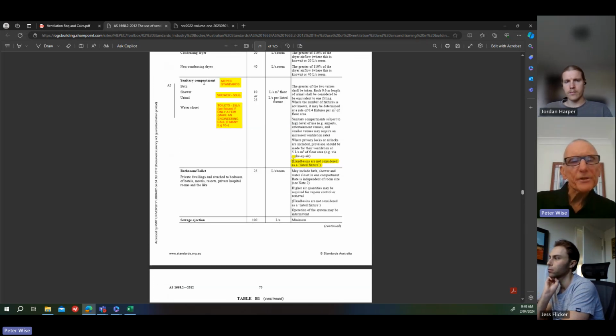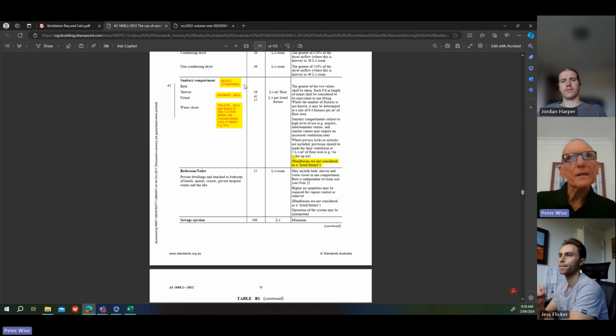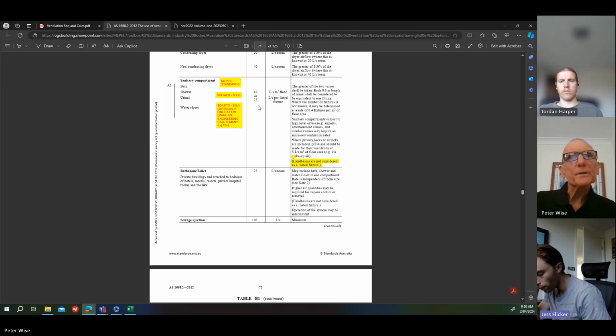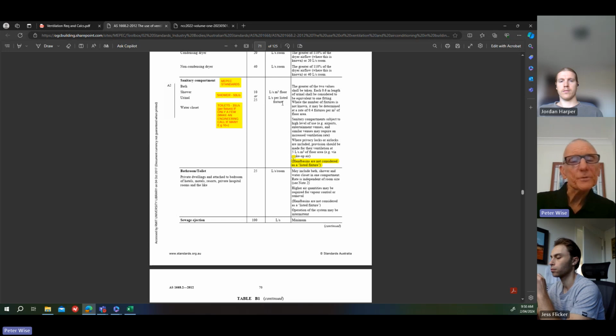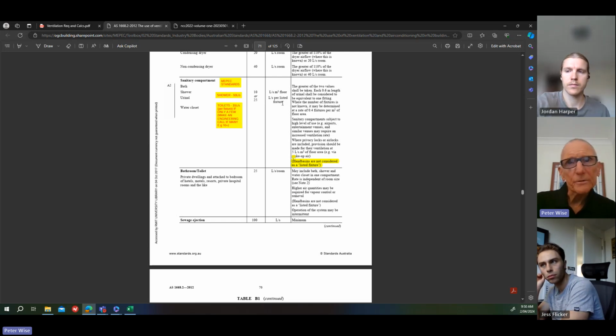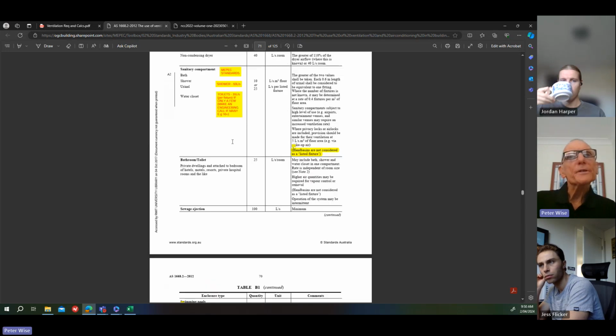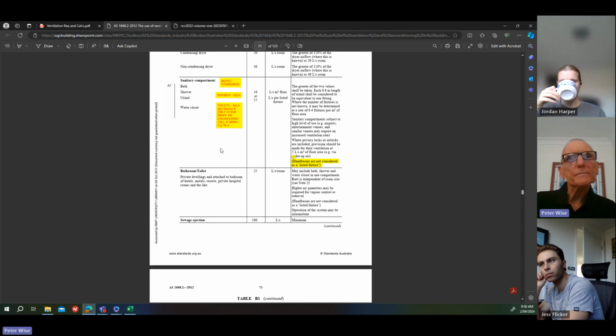A sanitary compartment. So this is a bathroom or a toilet. In those yellow highlighted ones, there are figures that MEPEC have chosen to use, which are above the standard requirements, because we feel that we need a bit more air than what the code says. But the minimum requirement is 10 litres a second per square metre of floor area, or 25 litres a second per listed fixture, which is a toilet or a urinal, or a bath, shower. So that's for a commercial building.